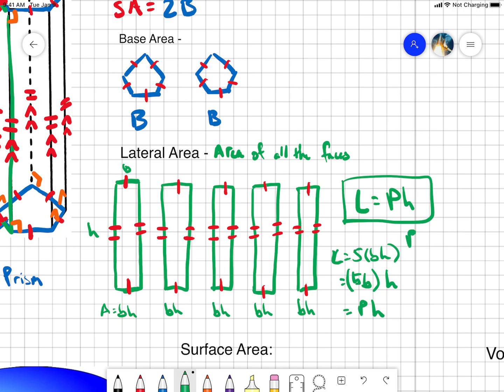So I'm going to make a little note here. Let me make it a little more definitive, where P is the perimeter of the base.